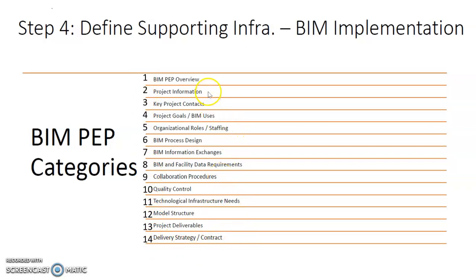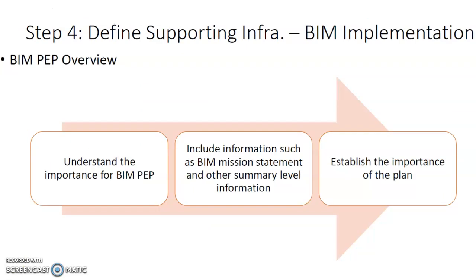and we'll go through these 14 areas in a little bit more detail, starting with the first one, the BIM project execution plan overview. All right, let's look at that. So that overview includes putting down the fact that the different stakeholders understood the importance of this BIM project execution plan, and it includes information such as the BIM mission statement and this information at a summary level. The purpose is to establish the importance of the plan and get buy-in from all the different stakeholders. So that is the first part under this step 4.